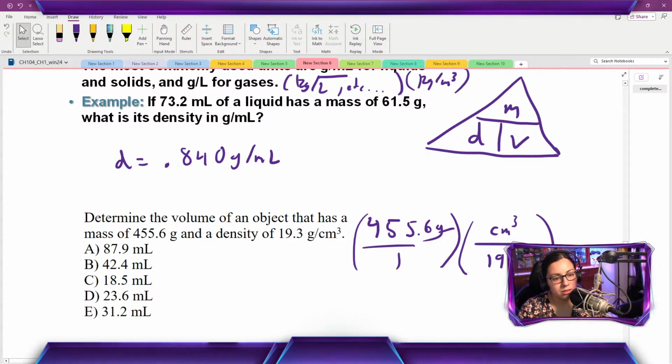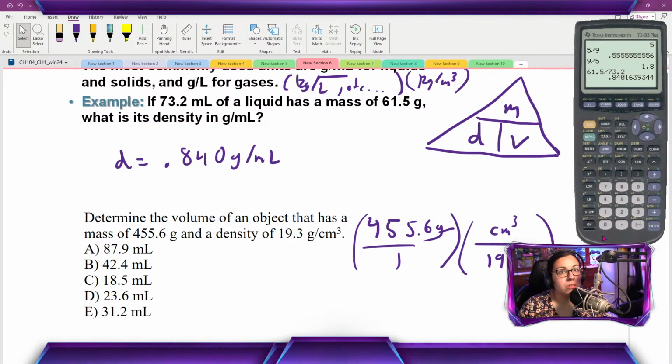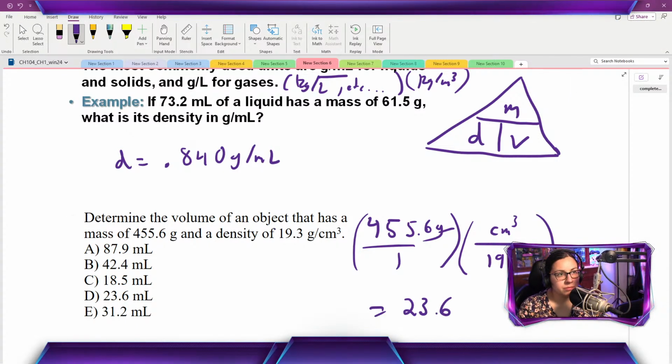All that should match up. So 455.6 divided by 19.3. And that should give us D, 23.6 milliliters. And 3 sig figs is appropriate since we are limited by our density. You would have gotten centimeters cubed, but centimeters cubed is the same thing as milliliters.